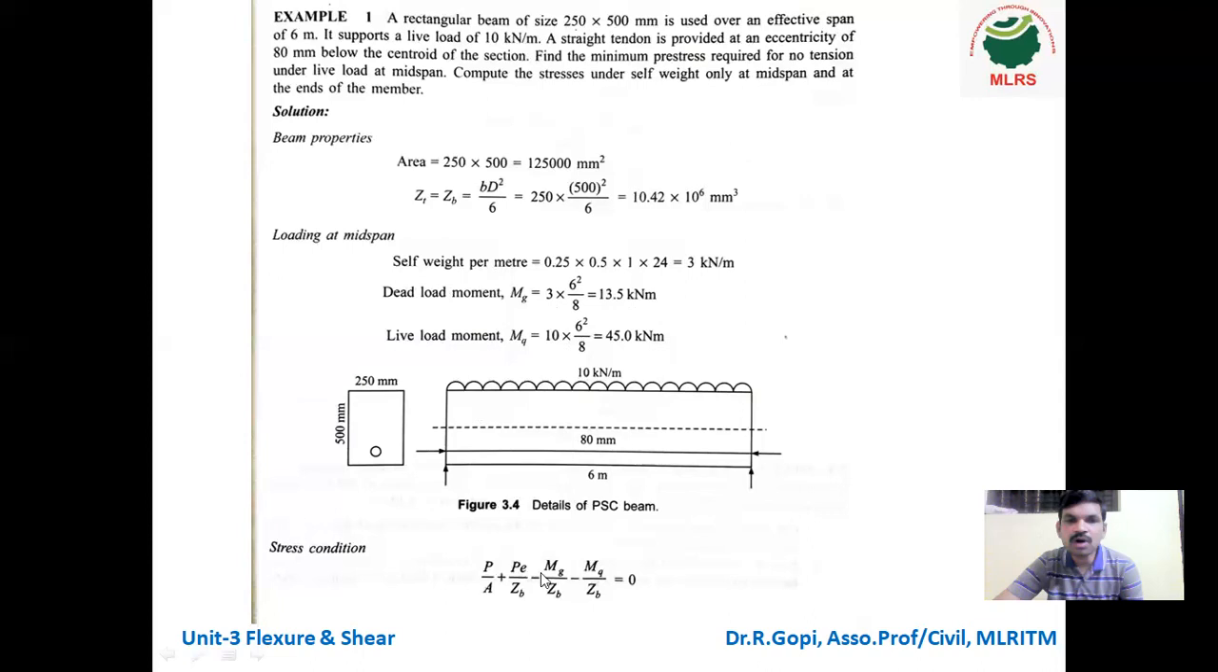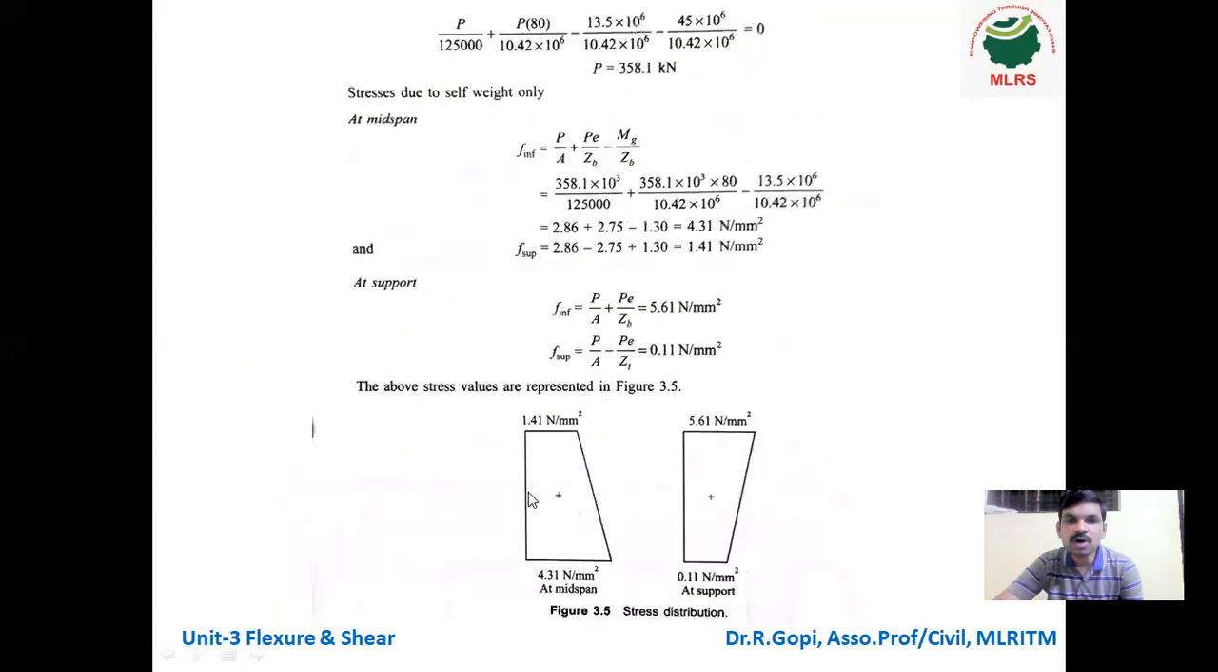Okay. So next, stress condition. Write the formula, P by A plus PE divided by ZB. This is the bottom stress formula. So substitute all the parameters.